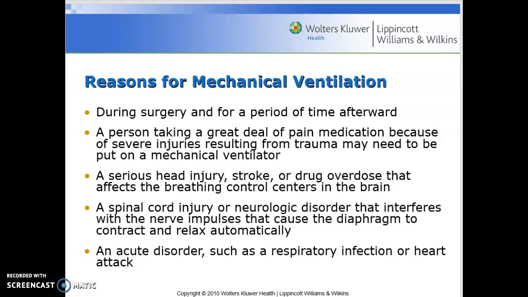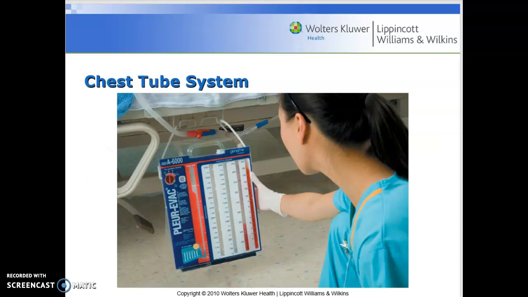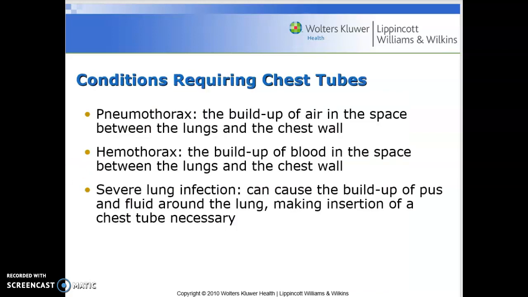Now we're going to talk about chest tubes. Chest tubes remove fluid from the space between the lungs and the chest wall, and they enable the lungs to fully expand. One thing that's very important to remember with a chest tube is that it has to be kept below chest level. So it's hung on the side of the bed below that chest level. Again, it removes that fluid around the lungs, which allows the lungs to expand.